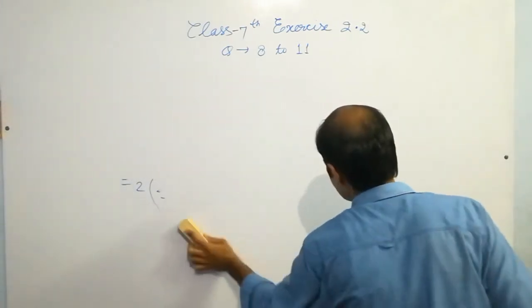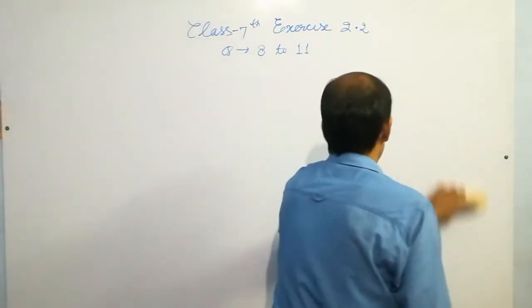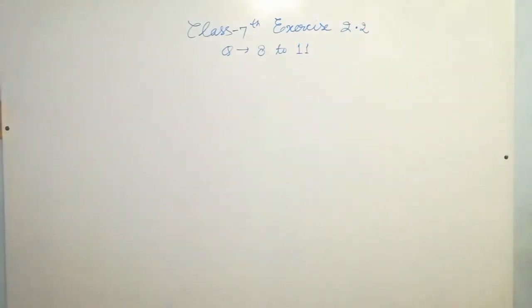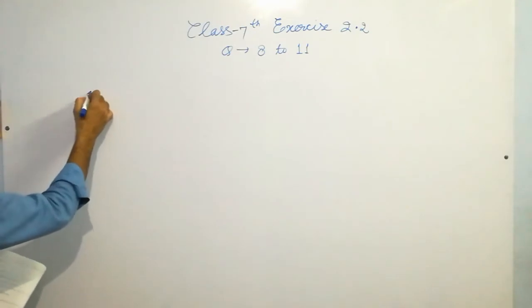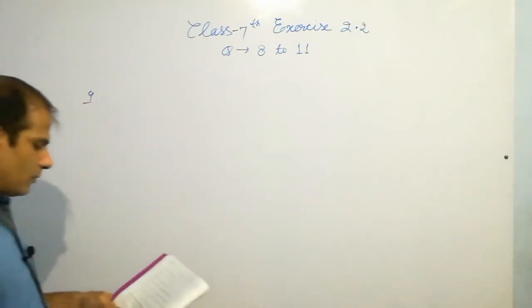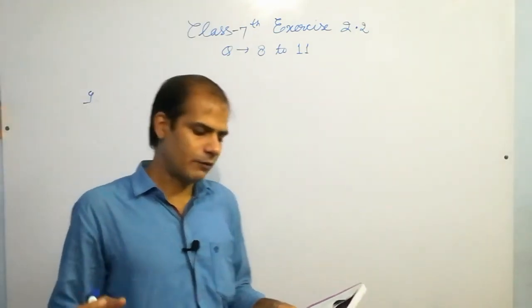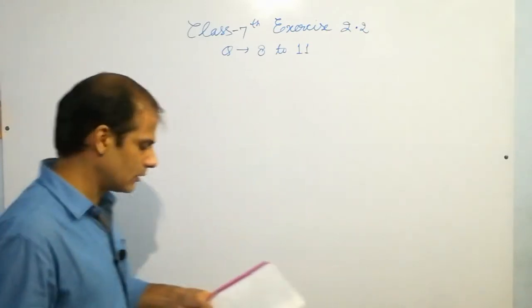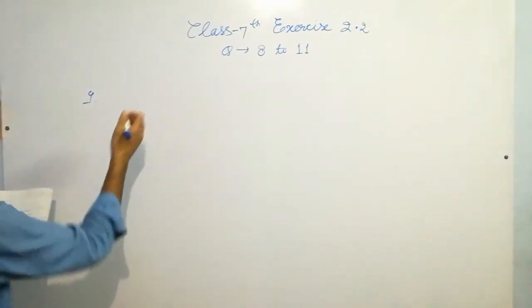Next question is the ninth question. The ninth question is, the sum of two numbers is 7. If one of them is 11 upon 7, find the other. Okay, it is an easy question, very easy.